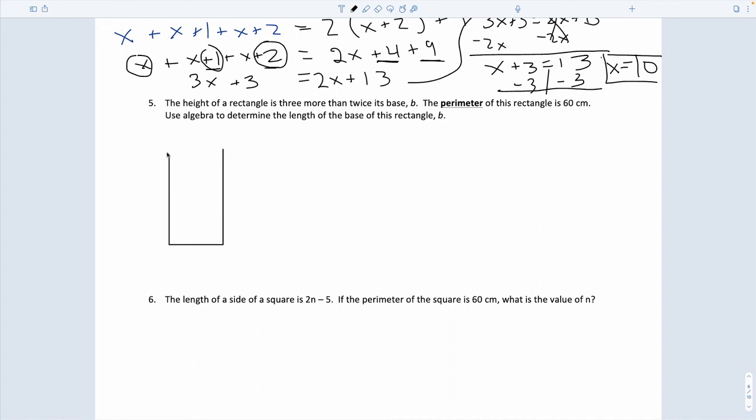If you decide to jump to 5 and 6, remember what we did on the board Wednesday and Thursday? I need to see a picture.